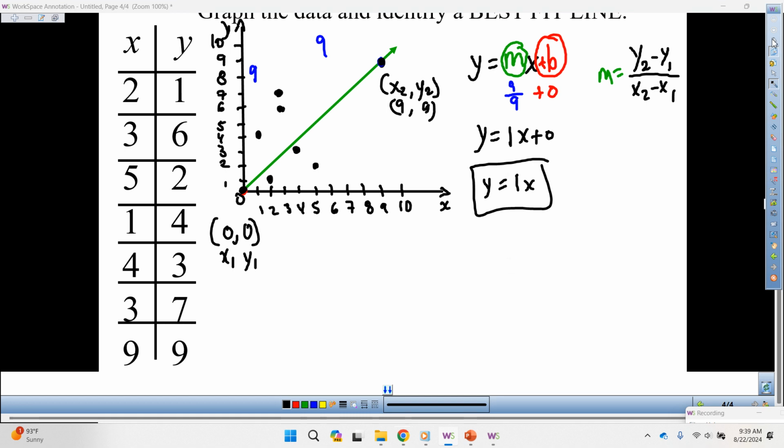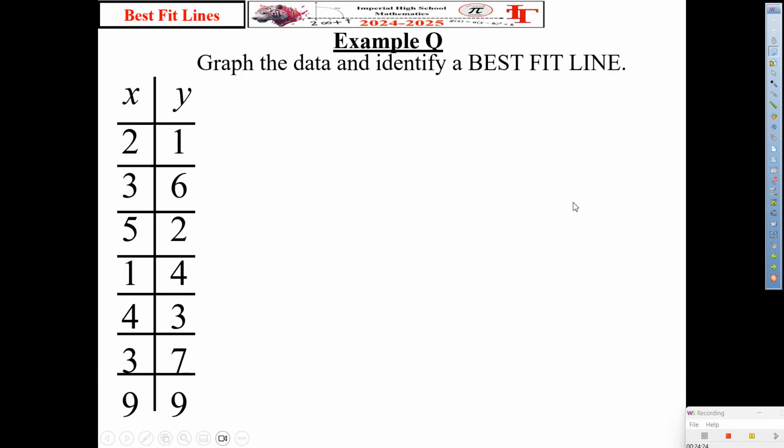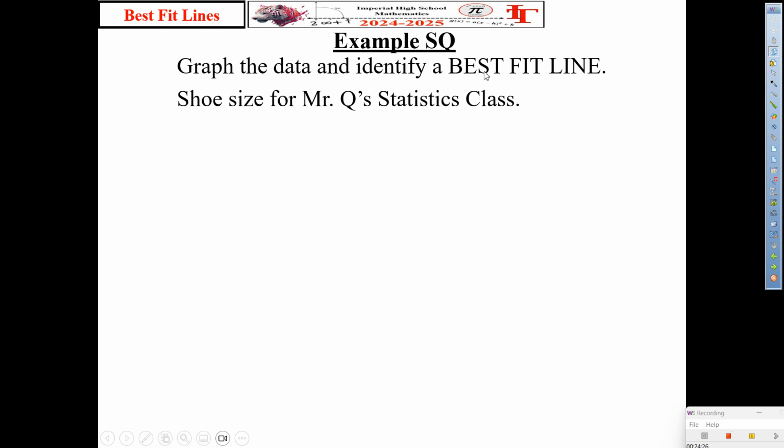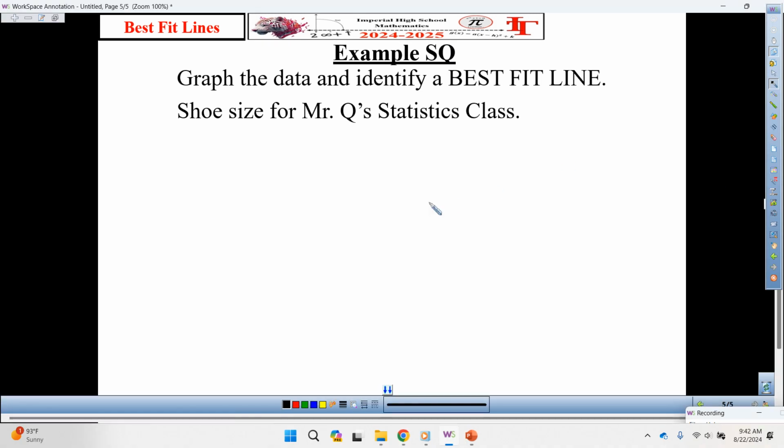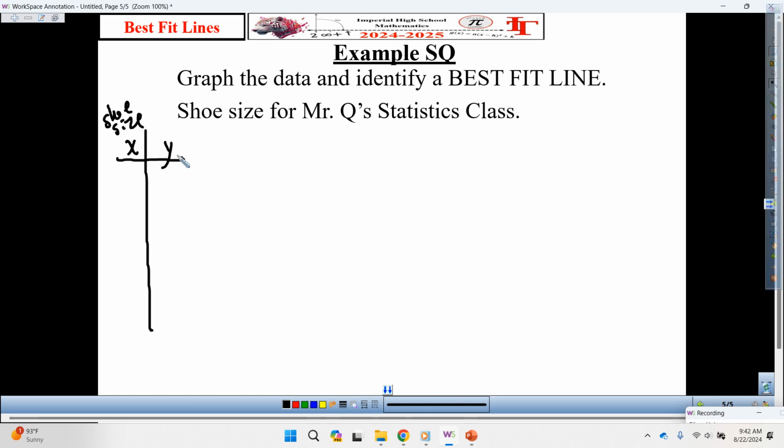As you're sending me that, turn the paper over, or if you have space there, label it Example Super Q. And it reads, graph the data and identify the best fit line for shoe size in Mr. Q's statistics class. They're going to write Example Super Q. I'm going to make a table, x, y. The x is shoe size, and the y is the number of people for that shoe size.